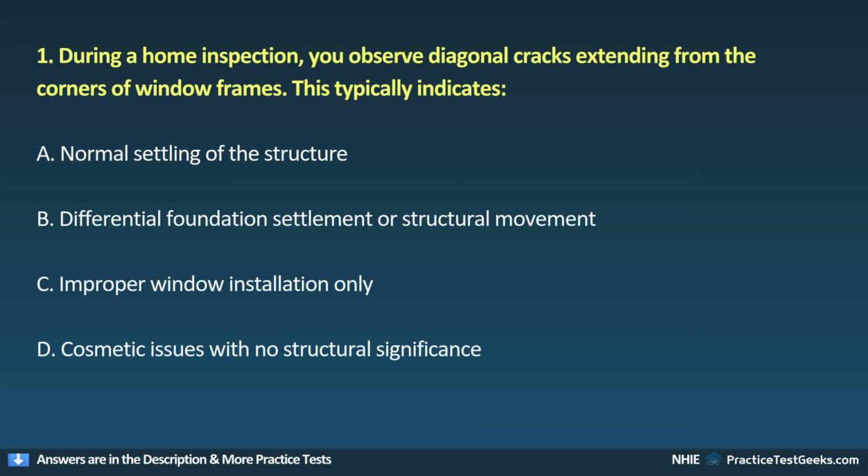1. During a home inspection, you observe diagonal cracks extending from the corners of window frames. This typically indicates A. Normal settling of the structure, B. Differential foundation settlement or structural movement, C. Improper window installation only, D. Cosmetic issues with no structural significance.